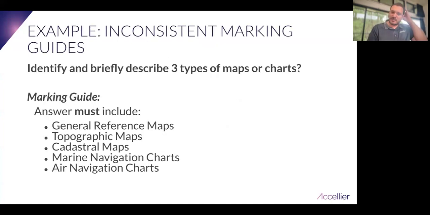So I'll just put up some examples here of these common challenges. You've probably seen this type of thing before. So here's a question. Identify and briefly describe 3 types of maps or charts. Okay, I look at that and I go, okay, that's a reasonable question. But then the marking guide says the answer must include, and then it goes on to list 5 points of maps or charts. And so something like this, which is a pretty easy, I mean, probably the word must is what's caused the issue here.